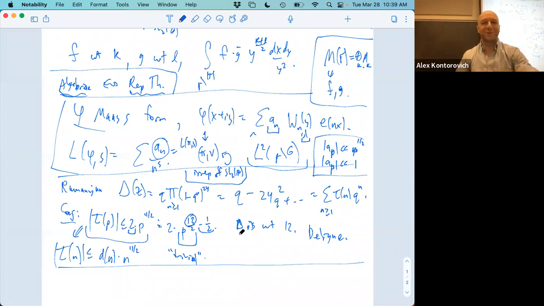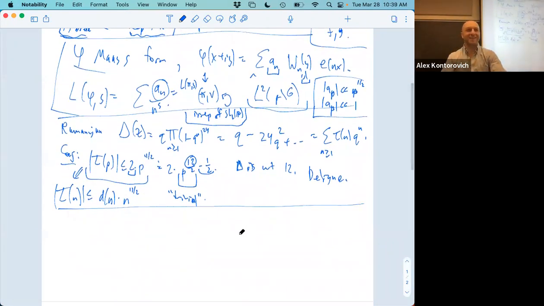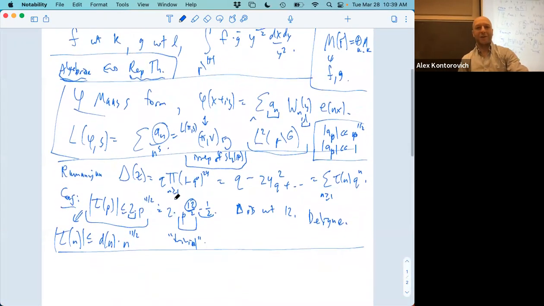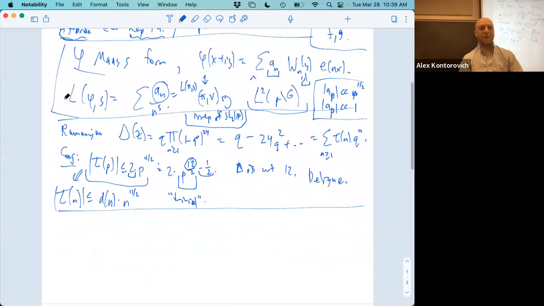I mean, I can tell you what's really going on if you want. Let's forget about everything that I had planned for today. What's really going on, okay? And I mumbled this when we were talking about elliptic curves, however long ago. What's really going on is that this is an L function of degree 2. This is a degree 2 L function. So L of phi of s.